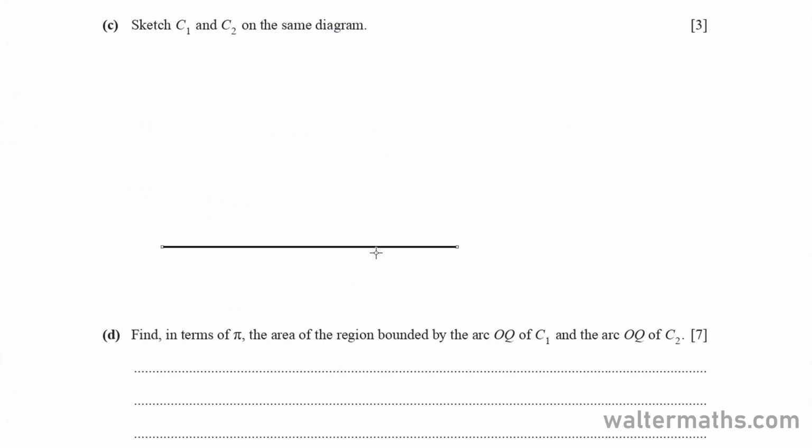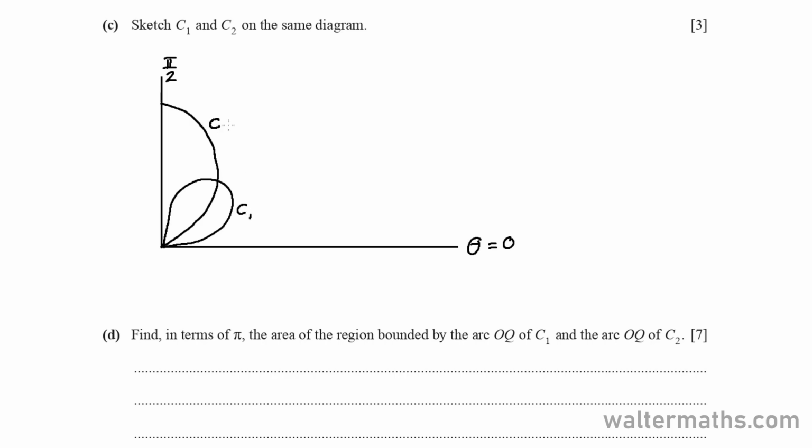So we have here the initial line, theta is equal to 0. And we also have the vertical line, pi over 2. So for C1, the curve is like this. And for C2, it was going like this. So this is C1 and this is C2. Let's go on to part D.